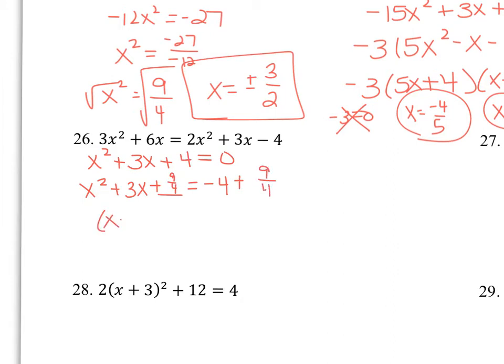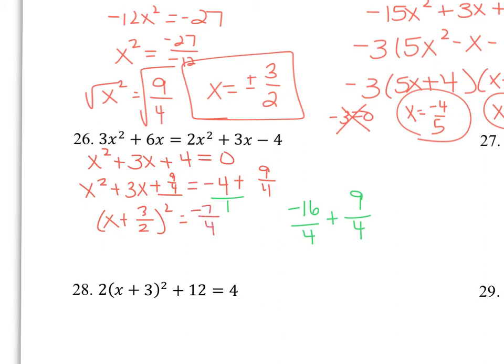So now I have to factor the right side, x plus 3 over 2 squared, and now I have to clean up this side. I have to have a denominator of 4, so that's going to be negative 16. Negative 16 plus 9 is negative 7 over 4.